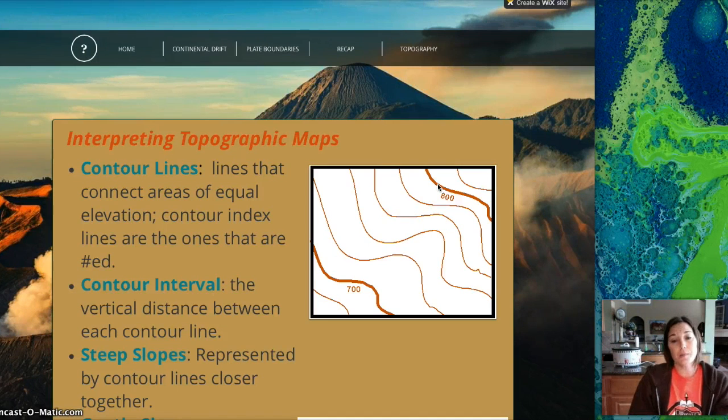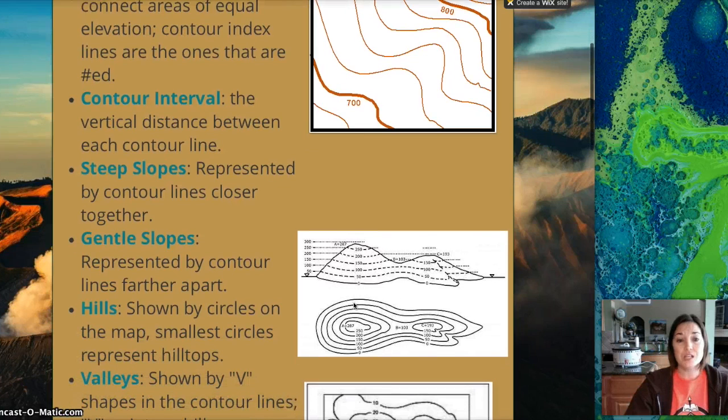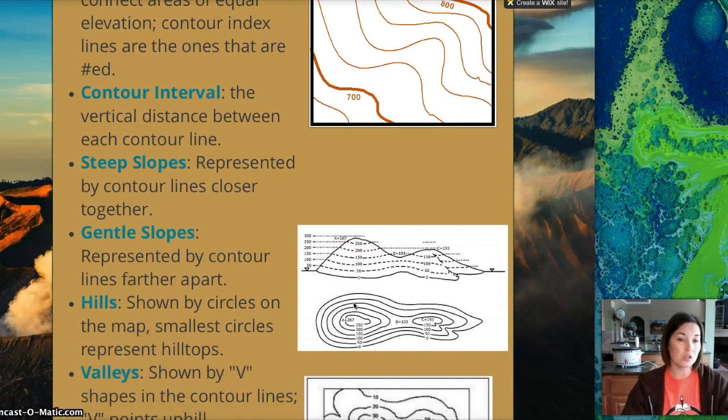Different contour maps or topographic maps will have a different contour interval. So it's important to first determine what your contour interval is, then you can make some correct interpretations about that map. Now you also need to be able to recognize a steep slope from a gentle slope, and that is really easy because the closer the contour lines are together, the faster the elevation changes and the steeper the slope.